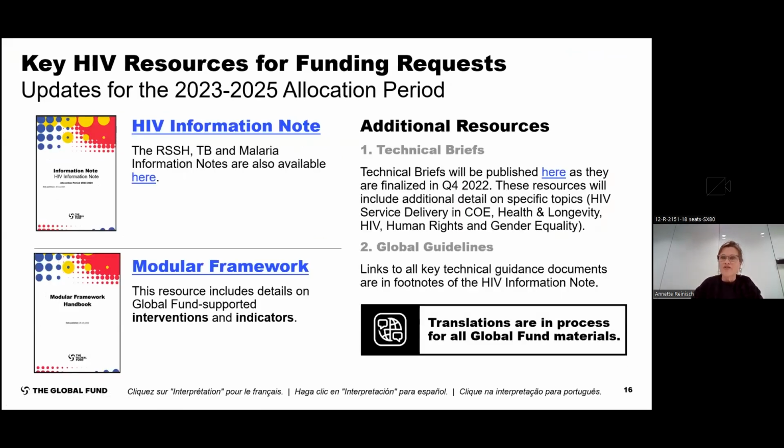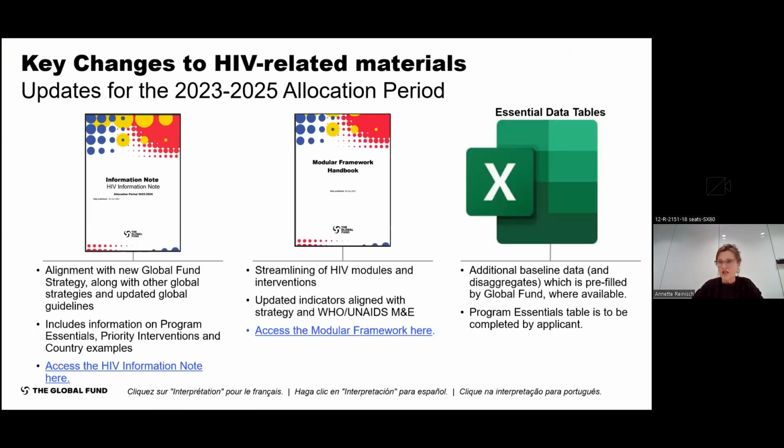So the Global Fund Secretariat has made available a number of resources that applicants should consult when developing their HIV funding requests. These include the HIV information note, the modular framework, both of which we will be presenting now, then the other information notes, which my colleagues will present right after me, and technical briefs. And this, of course, is in addition to the materials that are included on the Global Fund website with applicant guidance materials. And just for your information, at this point, I think nearly all materials have been translated into French and Spanish. And of course, these translations are also available on the Global Fund website.